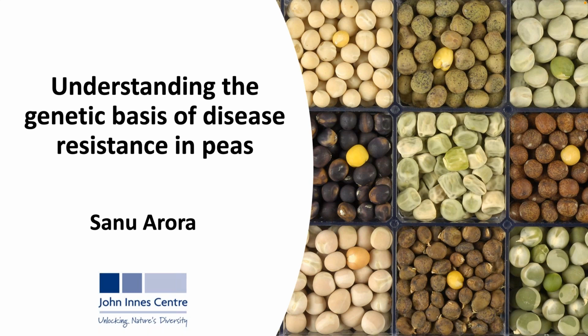Hello, everyone. I am Sanu Arora, group leader at the Downy Center. The focus of my research program is to recruit genetic diversity from wild relatives and land races to develop resilient crop varieties. I've recently started my group to investigate pea disease resistance.